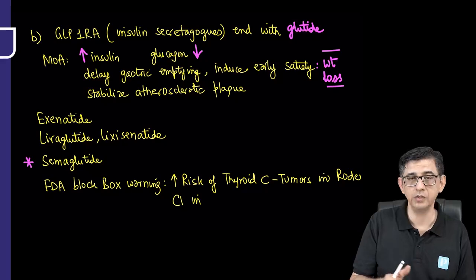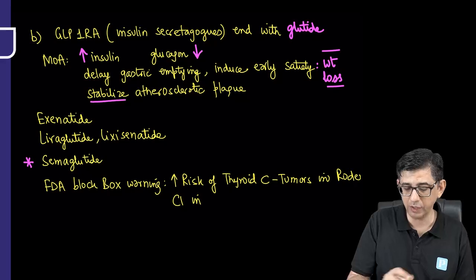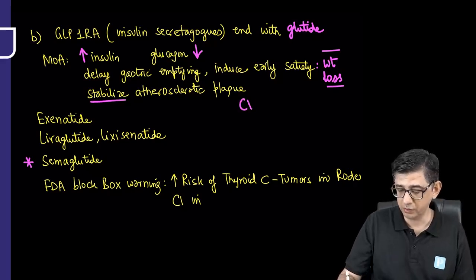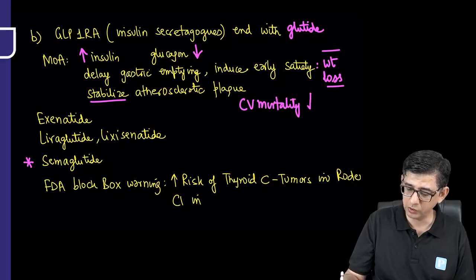Why I talked about these drugs right in the beginning of the topic of diabetes mellitus is because they stabilize the atherosclerotic plaque. So they're going to cause a substantial reduction in cardiovascular mortality per se because of the stabilization of the atherosclerotic plaque.